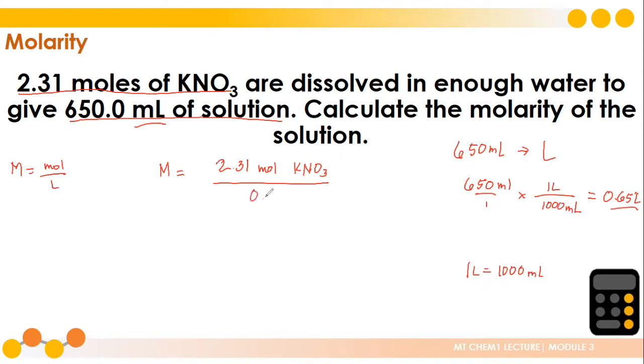So you simply put 0.65 liters, and then you proceed with solving. Dividing 2.31 moles of potassium nitrate by 0.65 liters, you will get 3.55 moles per liter. This is now your final answer. Again, if your given is not in liters, you have to convert it first.